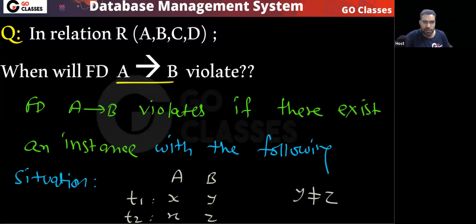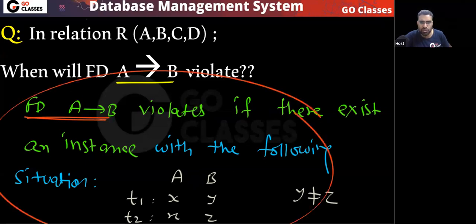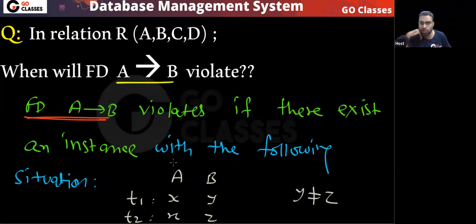So remember, this FD A determining B will violate if and only if there exists an instance where you can see in two tuples, the A value is the same, but the B value is different. Is this clear? We already know this. And if you can never create this type of situation, then this FD will hold. Yes or no?